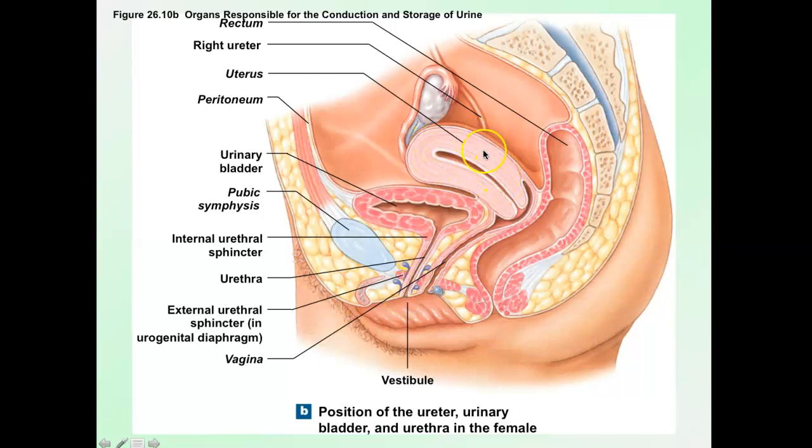If you see the uterus, what's our line coming away from the uterus? That's the vagina. So the opening that leads towards the uterus is the vagina. The opening that leads towards the bladder is the urethra.